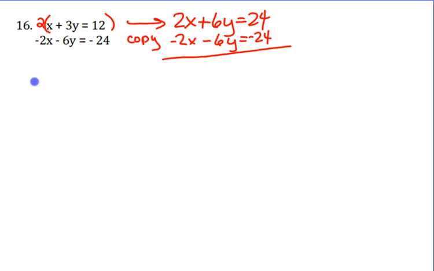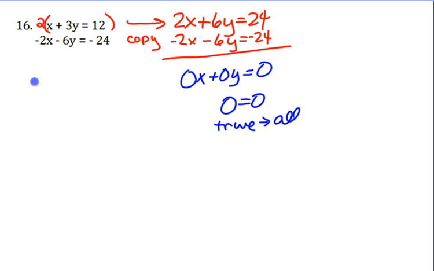Now if I add those two, I'd get 0 x's plus 0 y's equals 0. So in fact, I get 0 equals 0. Well, this is a unique case. I should have shown you one in between here, and I'll show you another one in a minute. But this is a unique case. Whenever you get a true statement, the answer is all real numbers. Infinite solutions.